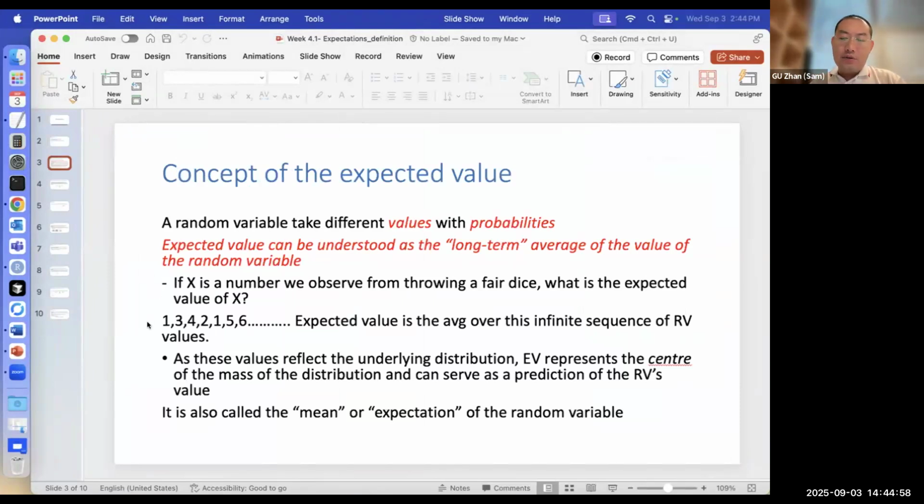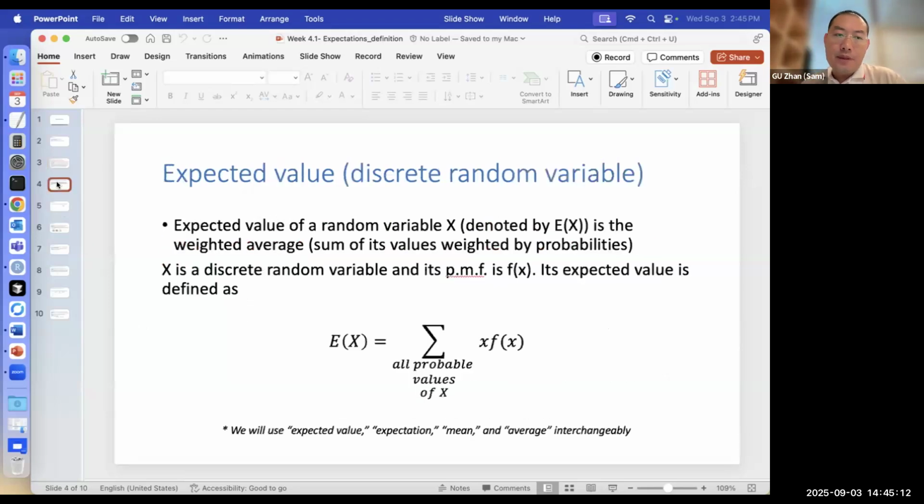Here, if you throw a fair dice continuously, then for each value on the face, 1, 2, 3, 4, 5, 6, each of them will have the probability of 1/6. So the expected value is the average number of all the observable face values on the dice.